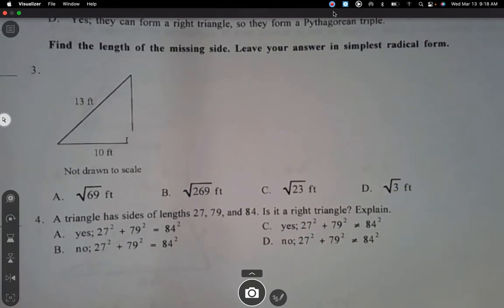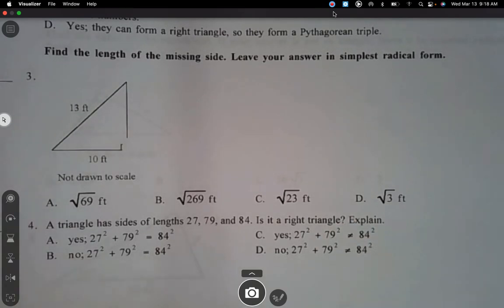The next one, number 3. I think 3 and 4 are both on there. So this one says find the length of the missing side. Still Pythagorean theorem. The entire first page is Pythagorean theorem. Just using the same thing. So I'm going to say A squared plus B squared, I'm missing a side, equals C squared. So let me write that: A squared plus, I don't know that, B squared equals C squared.